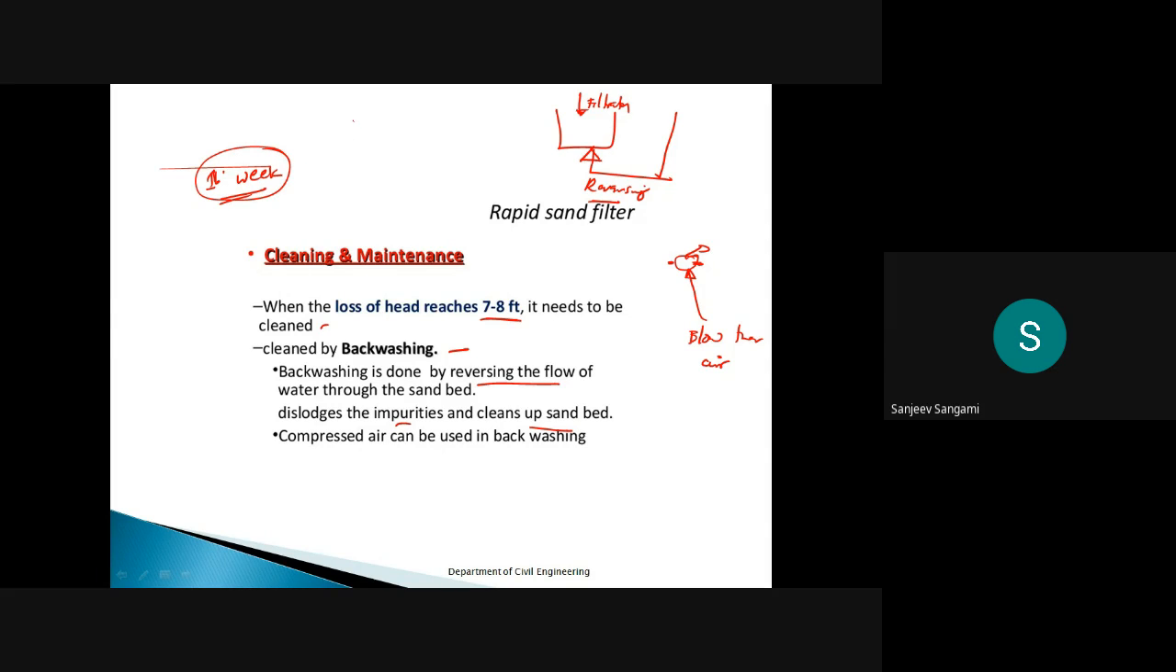But in the slow sand filtration process, it will be 2 to 3 months. Remember, 2 to 3 months once we will remove that scum deck or the slime layer.